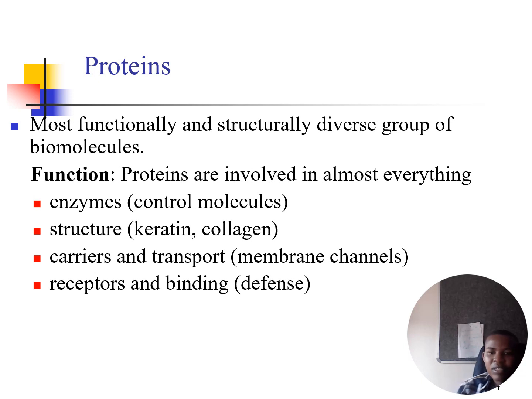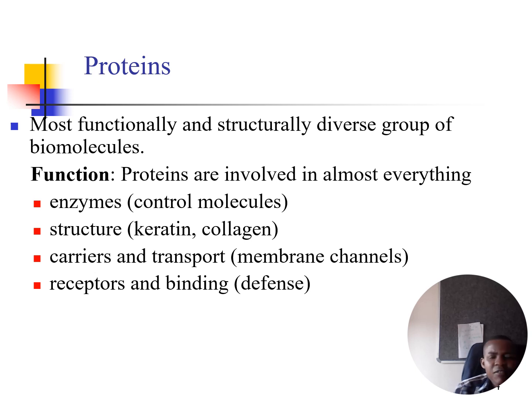The functions of proteins are involved in a lot of things. Proteins can function as enzymes, which we call the control molecules. Proteins can function as structure, in keratin and collagen. Proteins can function as carriers for transportation, such as the glycoproteins. Proteins can function as receptors and binding sites for defenses. Also, proteins can function as contraction structures, when you look at the myosin and the actin in the muscles.